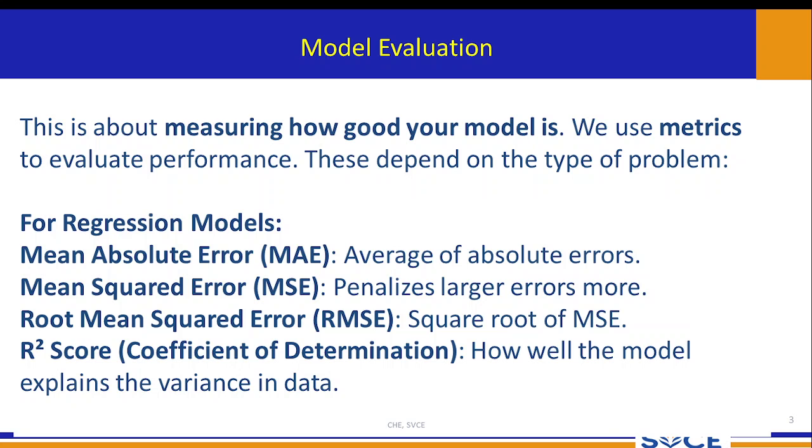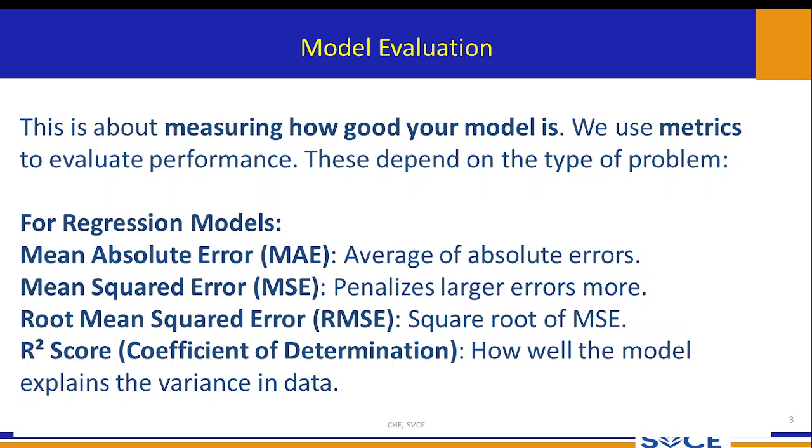For the regression model, we check whether the model exactly fits or not, based on the mean absolute error, mean square error, root mean square error, and the coefficient of determination, that is R square. So what are these? We might have seen these terms in mathematics, in statistics. So what is mean absolute error? It is the average of absolute errors, and mean square error penalizes larger errors more.